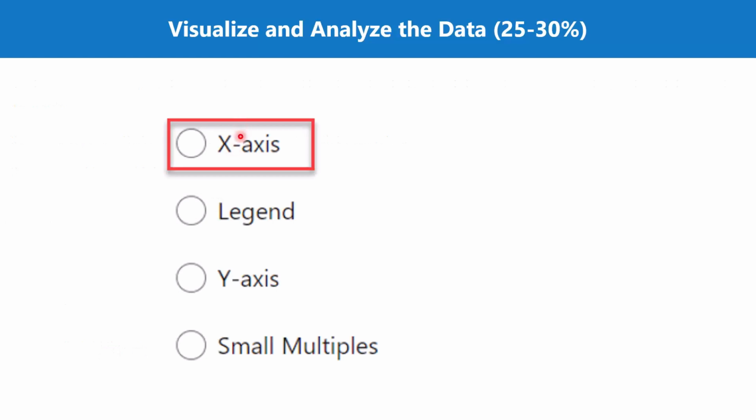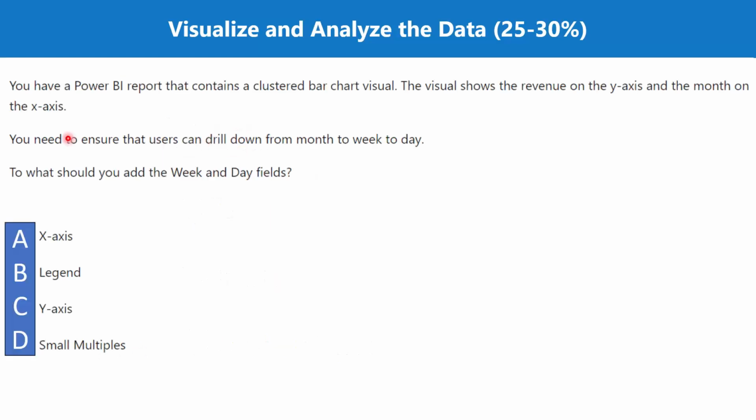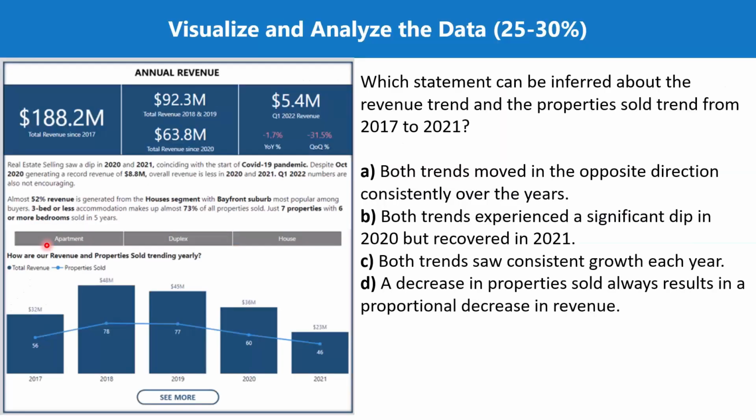So the correct answer is x-axis, and again we have seen this same thing in a few questions earlier, that we want to create a hierarchy which goes from month to day. So we have month at the top, then the week, and then the day, and we want to build a hierarchy so that the drill down functionality can be achieved. So we have month on the x-axis. So the week and day fields will also be added on the x-axis, and that is why this is the correct answer.